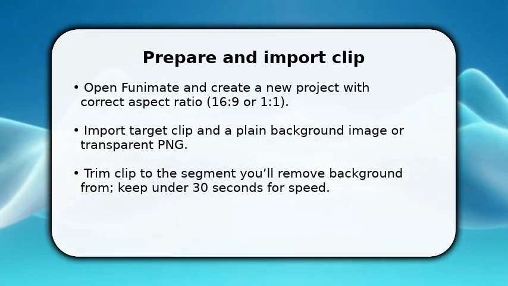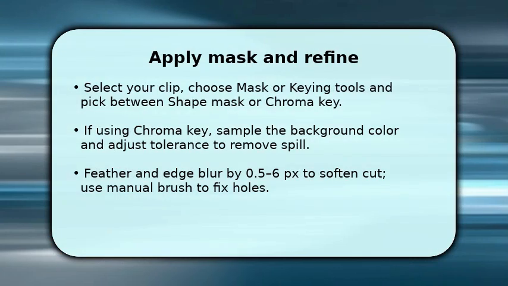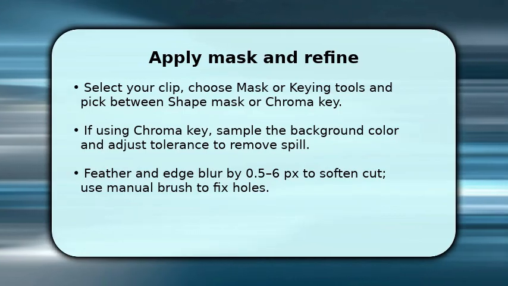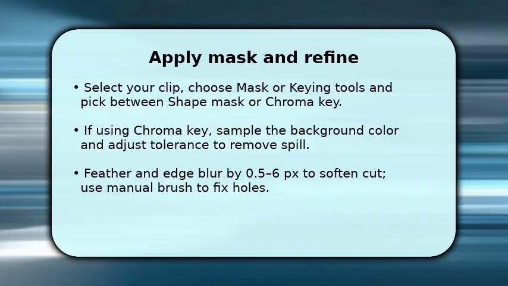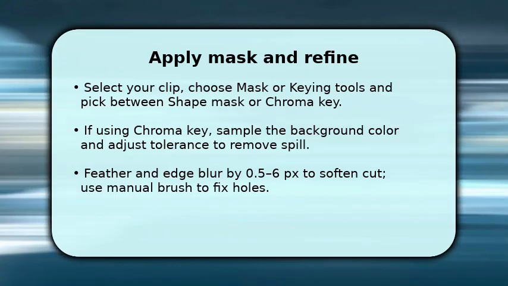Next, you remove the visible background by applying a mask or chroma key. If your clip has a solid color background, use chroma key and sample the color. Then increase tolerance slowly until the background drops out but the subject remains intact. If the subject needs isolation, use the shape mask or the freehand brush to trace edges. Once the area is removed, feather and edge blur to make the cut look natural. You should also scrub frame by frame and touch up with the manual brush where automated tools miss.